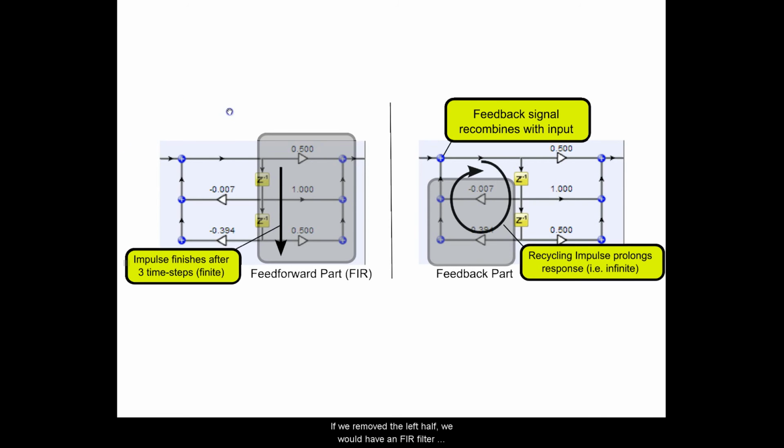If we remove the left half, we would have an FIR filter, and the impulse response would end after 3 time steps. With the feedback part, we keep recycling the signal, producing a much longer impulse response. This is how they get the name infinite impulse response filter.